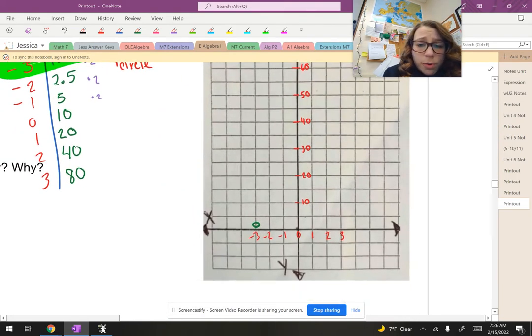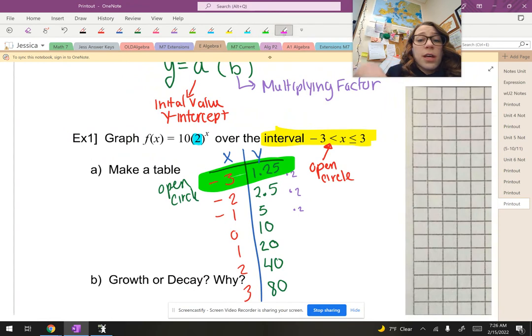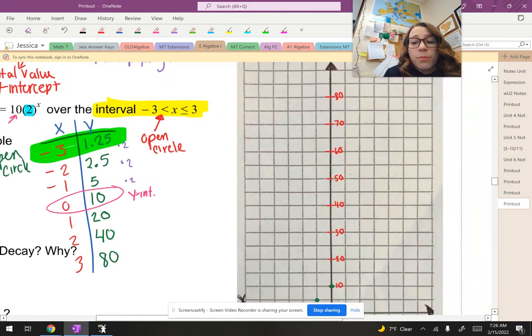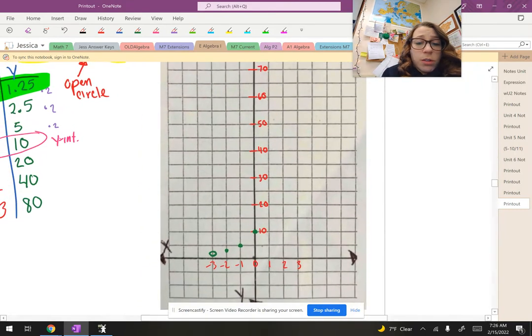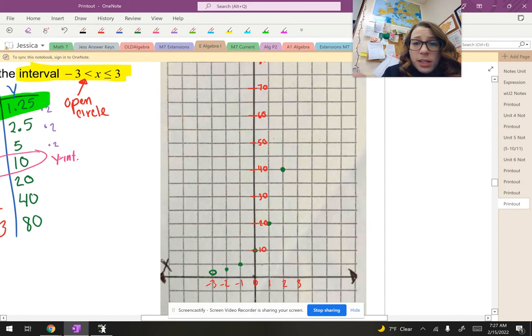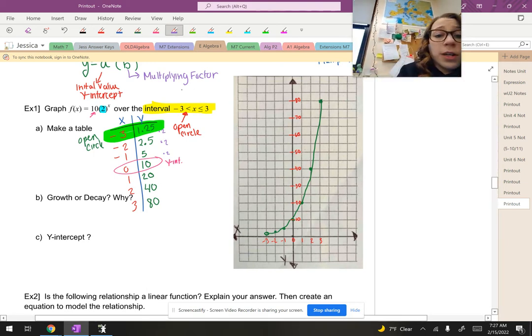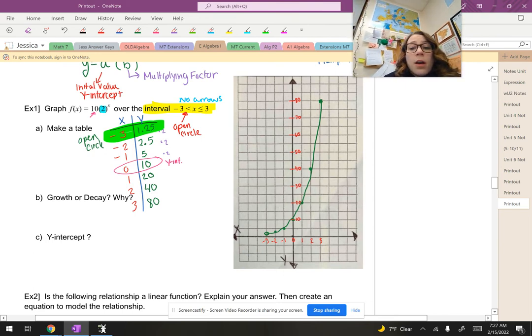Negative 2 is 2.5, which is just going to be a little bit higher than that 1.25. 0 is right at 10, which makes sense because that's my y-intercept. And 1 goes up to 20, and then 40, and then we end it at 80. When connecting that, just make sure that it's kind of smooth and no arrows, making sure it stops right there at that 80. So again, start and stop point here, so no arrows. That's what that's telling me. We have a start and a stop point. All right, and there's our beautiful little graph.